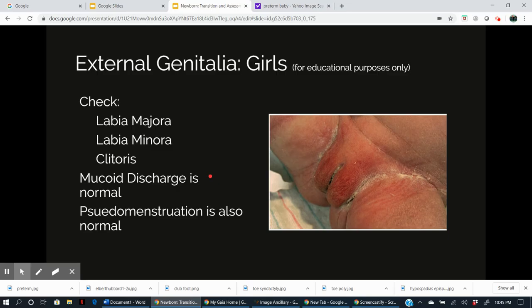Mucoid discharge in a girl is normal. Mom will go, what is that stuff? And they try to wipe it. You really don't have to go nuts with it. It is from mom's hormones. Mom is donating lots and lots of estrogen and progesterone, and then they drop. And the baby experiences that drop as well, which becomes more dramatic when we clamp the cord and cut it. Pseudomenstruation or a drop of blood in the diaper is also normal.